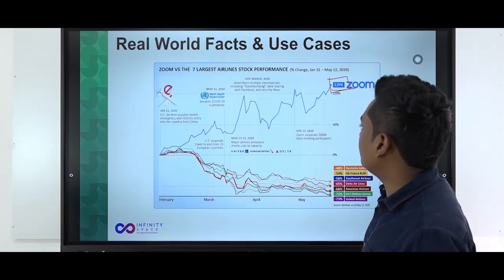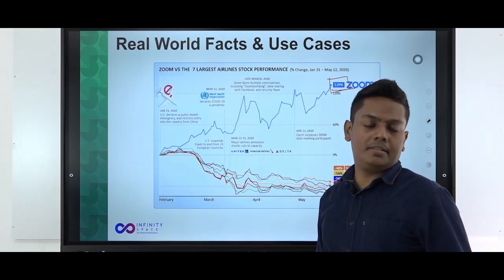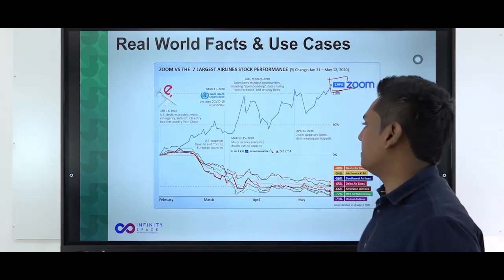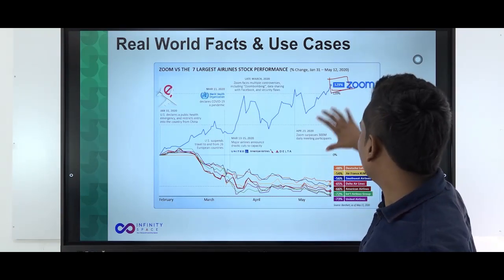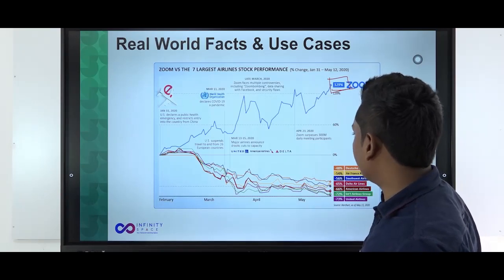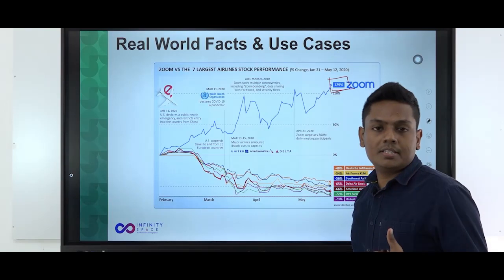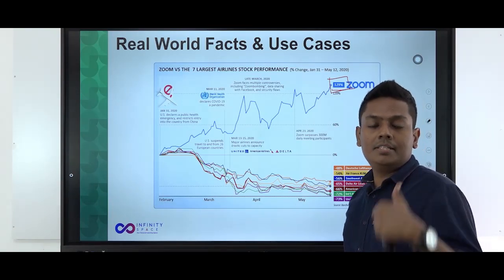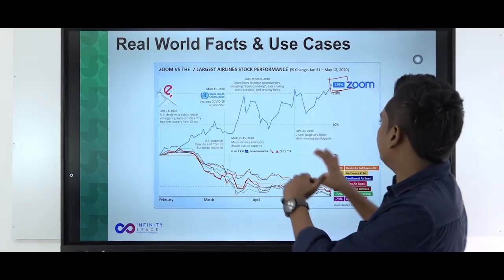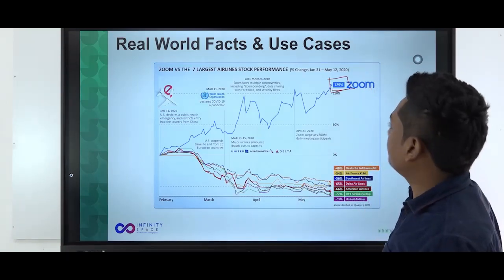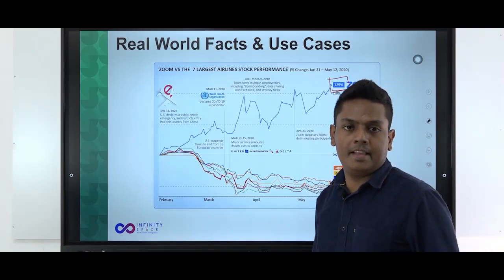So that is how digital things can be positively affected even during a pandemic like COVID-19. Now we all know how these things work, and what opportunities you can gain if your organization, or if you, have some digital ideas in your mind right now. Okay, so that is all about Zoom and the 7 largest airline stock performance.